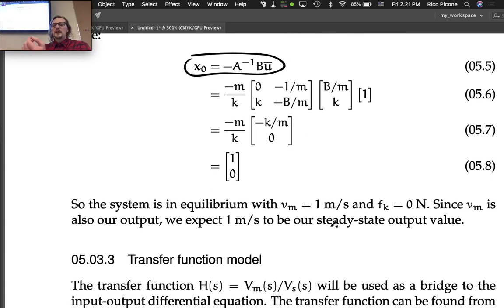So remembering that we chose our state vector to be Vm and Fk, then we know that Vm, the velocity of the mass, needs to be 1 meter per second for a unit step input equilibrium, and the force in the spring should be 0. So what is that? Let's interpret that for a moment.